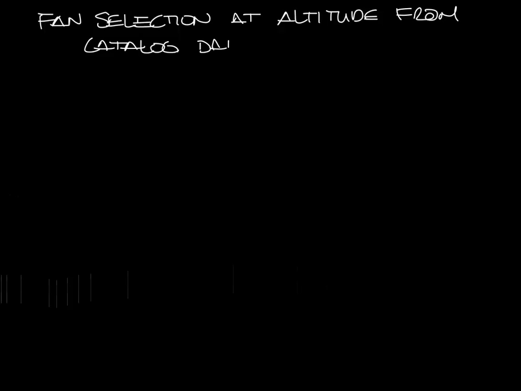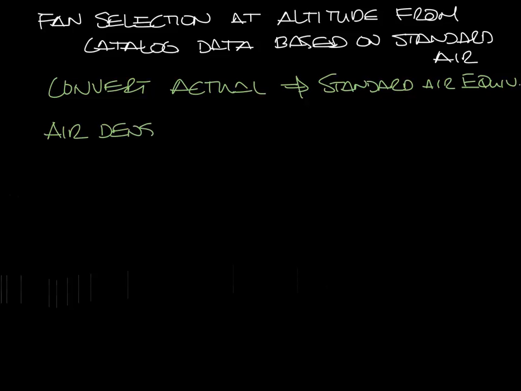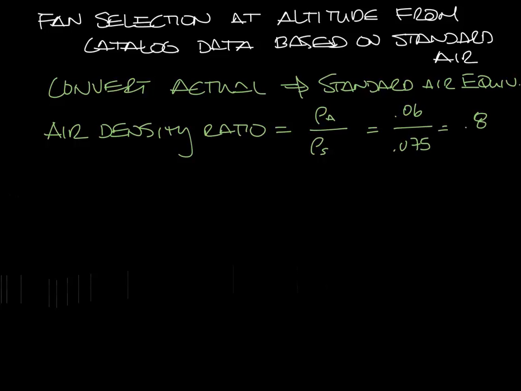So let's look at selecting fans that will operate at altitude using catalog data that are based on standard air. To do that, the first thing you need to do is convert your actual air operating points to the standard air equivalents. To do that, you need to first determine the air density ratio. The air density ratio is equal to the actual air density divided by the standard air density. So if you use somewhere like Denver, where the air density is around 0.06 pounds per cubic foot, you would get 0.06 divided by 0.075, which is the density of standard air, and that equals 0.8.